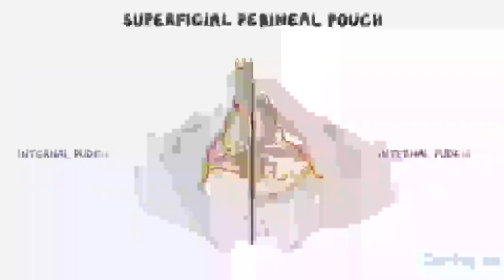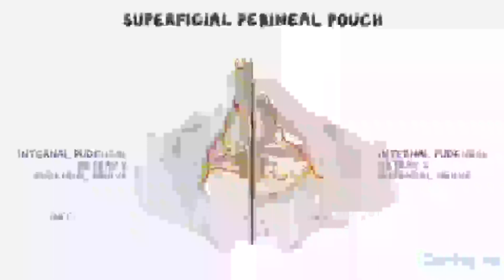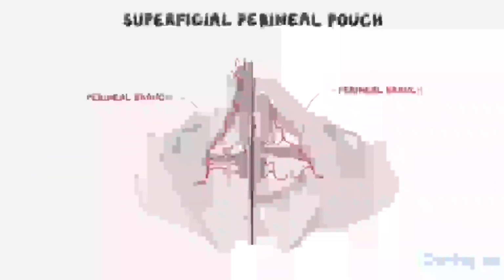The last structures in this pouch are the branches from the internal pudendal artery and pudendal nerve. Both the nerve and the artery give off an inferior rectal branch. The internal pudendal artery continues further and gives off a perineal branch, which supplies the bulb of the penis in males or the vestibule in females. The artery ends as the posterior scrotal artery or posterior labial artery.